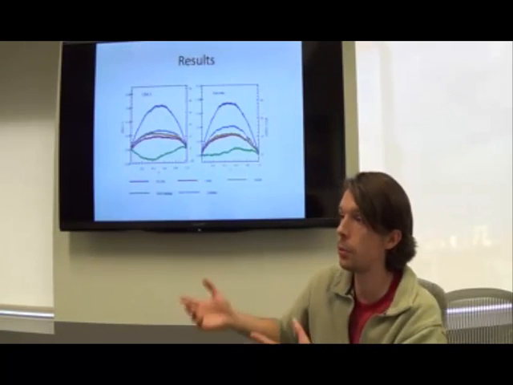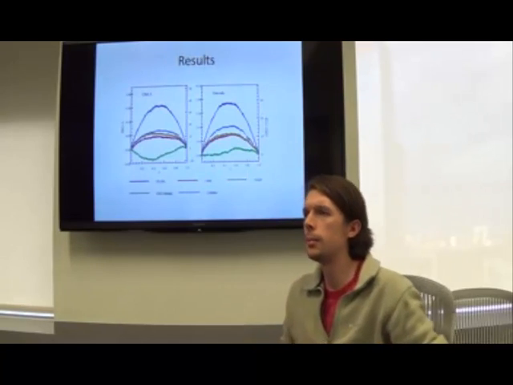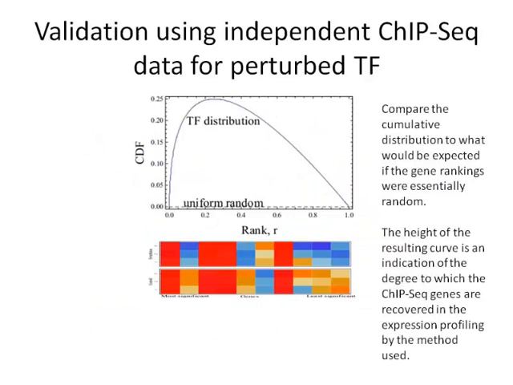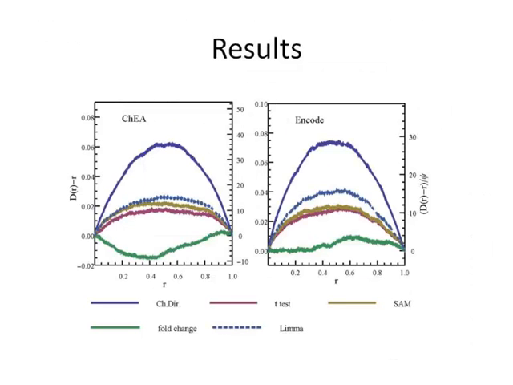So here are the results. We did this over 73 transcription factor perturbations, and this is kind of an accumulation of all that. Each one of these is one of these curves, but done for real data and for each one of these methods. So you can see the green one, fold change, is doing nothing. It's just a flat line, basically almost random.